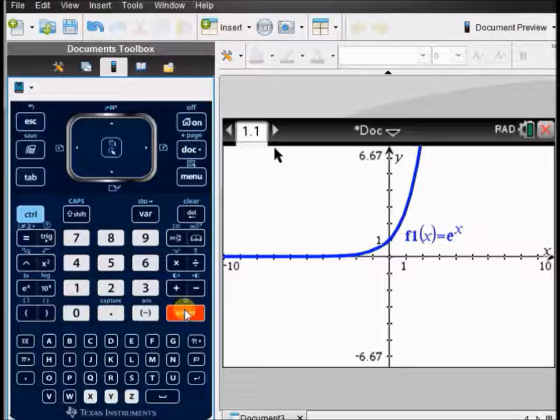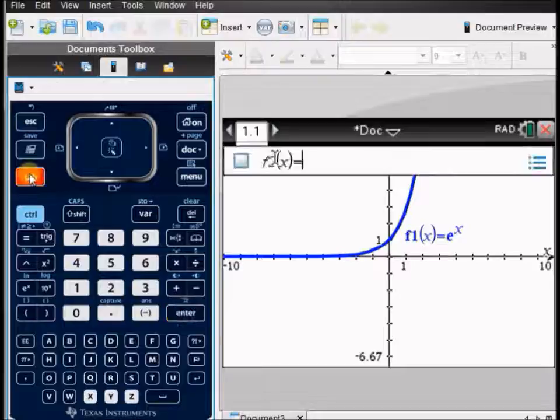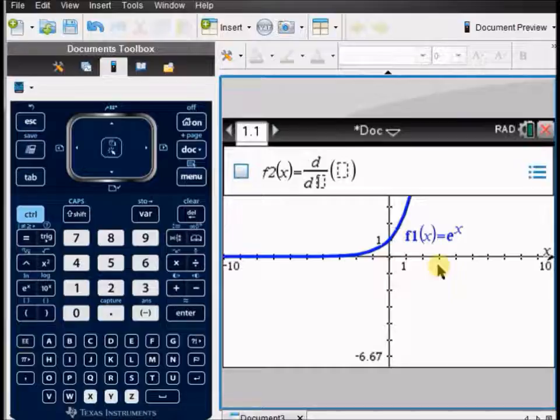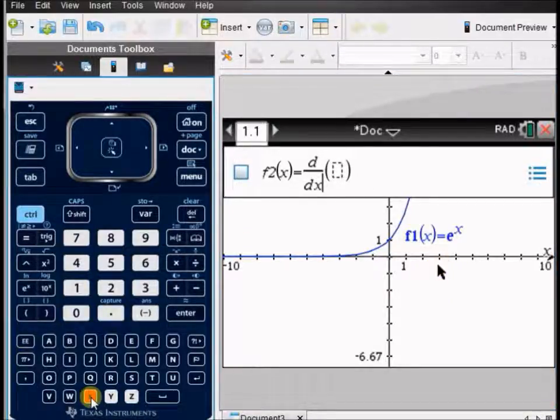And so this just refers to the base of that function. Now, if we take the derivative of this function, so tab, find that derivative button, with respect to x.